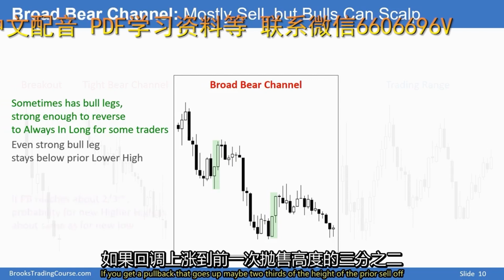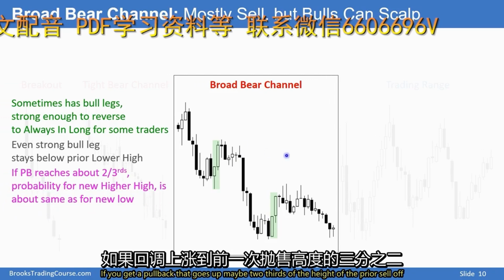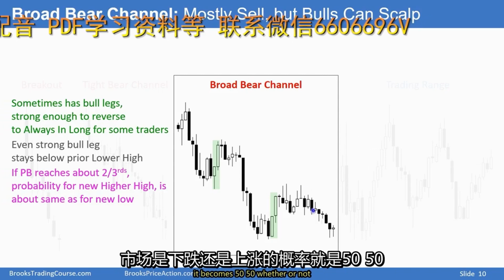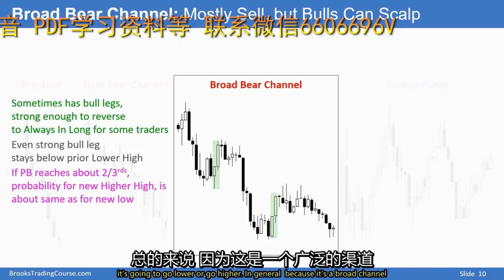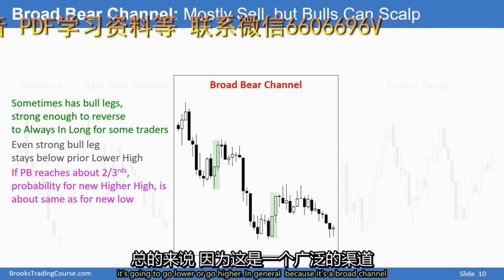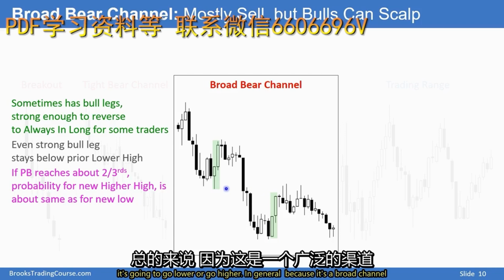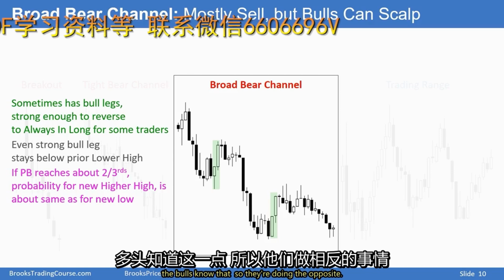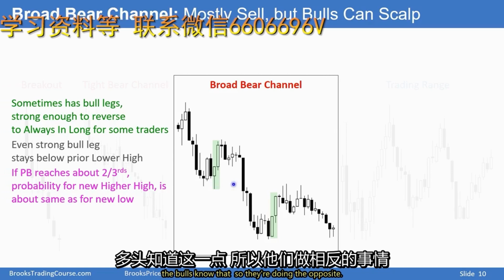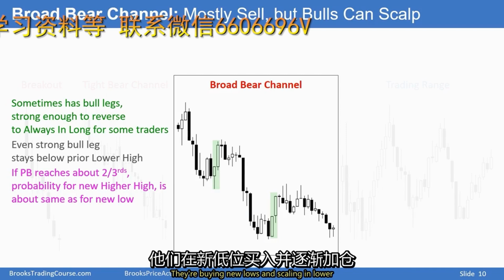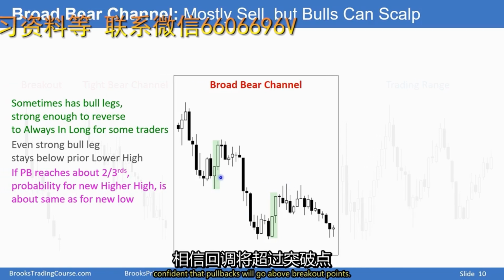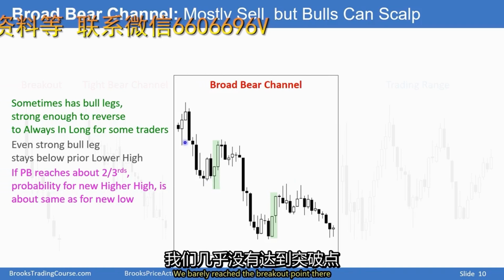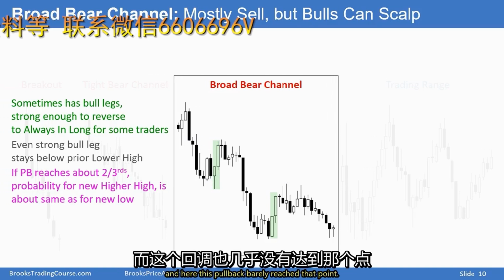If you get a pullback that goes up maybe 2/3 of the height of the prior sell-off, if the pullback goes all the way up here, it becomes 50-50 whether or not it's going to go lower or go higher. In general, because it's a broad channel and the bears are taking profits at new lows and selling rallies, the bulls know that, so they're doing the opposite. They're buying new lows and scaling in lower, confident that pullbacks will go above breakout points. This is not really a good example. We barely reached the breakout point there, and here this pullback barely reached that point.